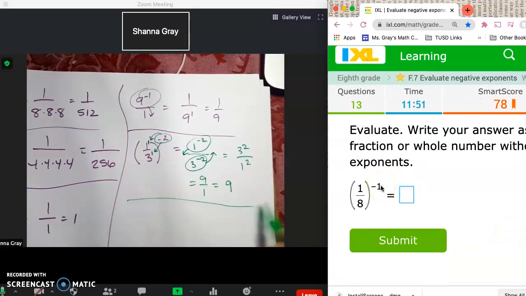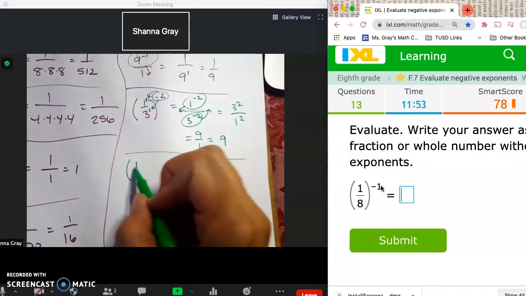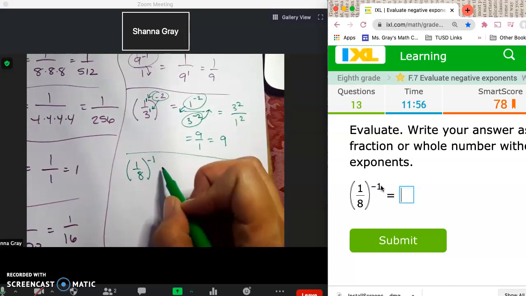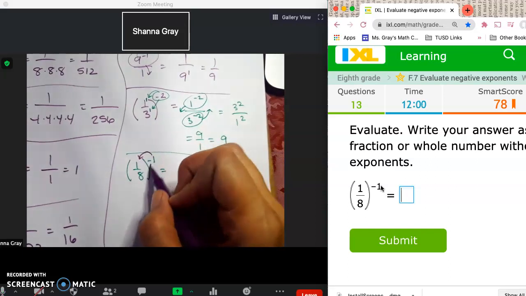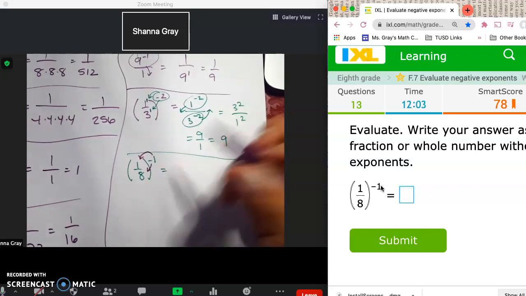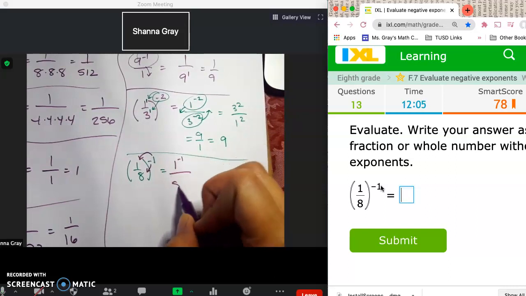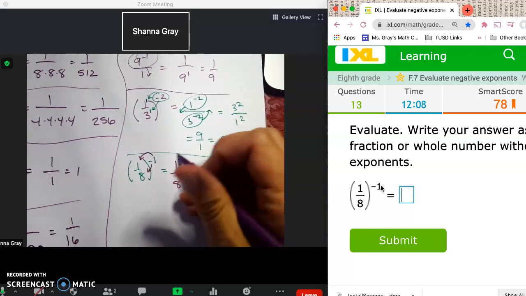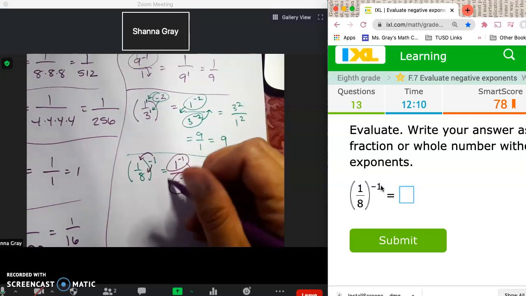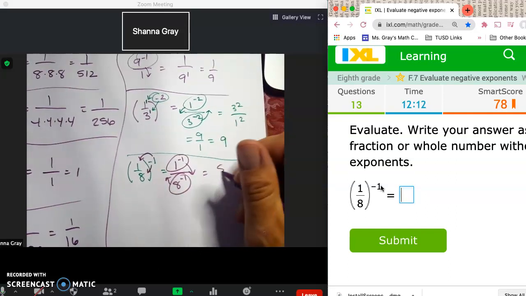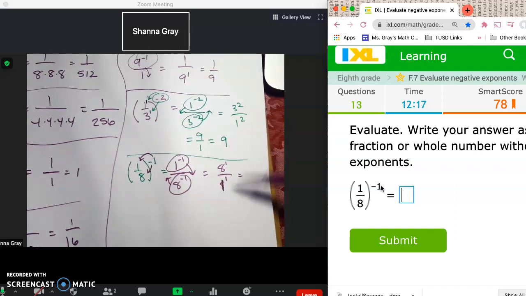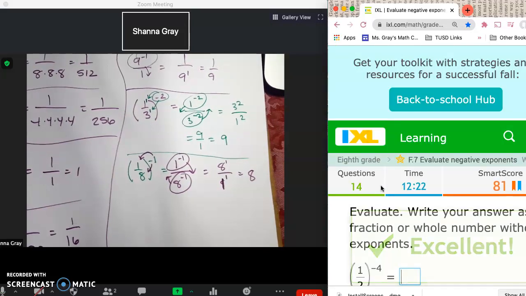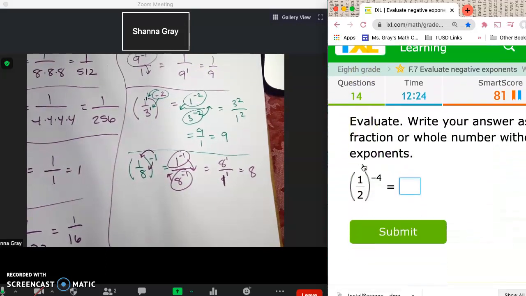So let's try another one of those. So 1/8 to the negative 1 power. So really I need to take this and multiply it in to both bases. So I have 1 to the negative 1 over 8 to the negative 1. And then this needs to move to the bottom. This needs to move to the top. So 8 over 1, which is just 8. And there we are at a smart score of 81.